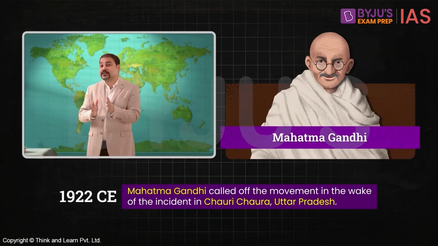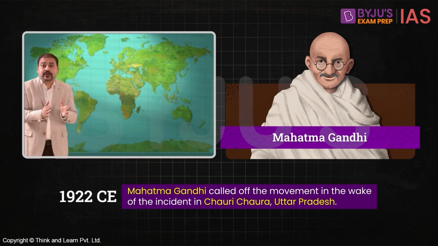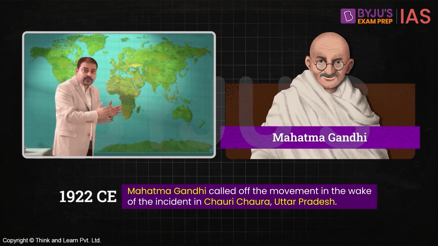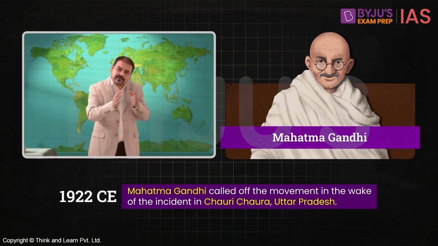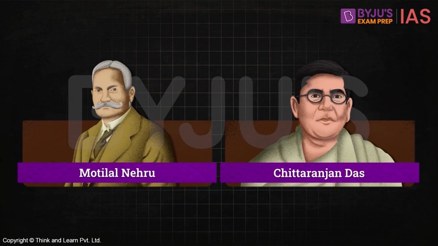Unfortunately, Mahatma Gandhi was forced to call off the movement in 1922 in the wake of the incident in Chauri Chaura, present-day Uttar Pradesh, and the British arrested him. After his imprisonment, the national movement became passive. Motilal Nehru and Chittaranjan Das wanted to end the boycott of legislative councils and use it as a platform for political struggle and to arouse popular enthusiasm.